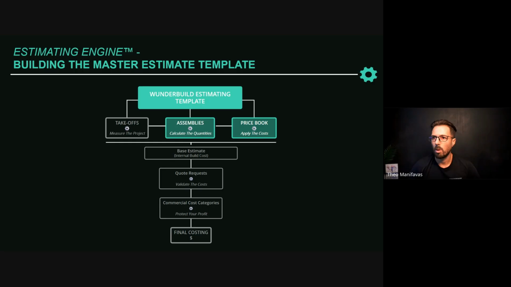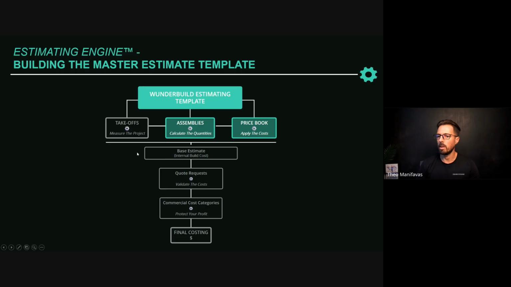All right, so what we're going to do is, even though the estimating template is the final piece that we're going to save and have as our end product, we're going to start with creating an estimate, so that we can build the estimate template from it, and then add assemblies and price book items to that estimate.